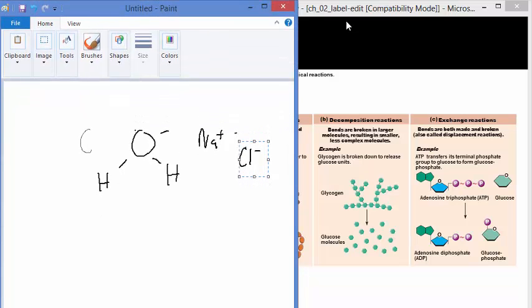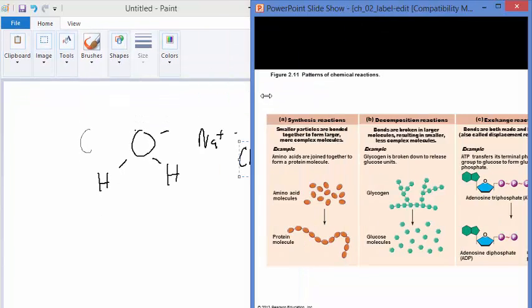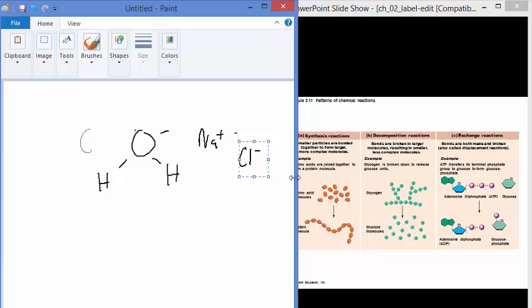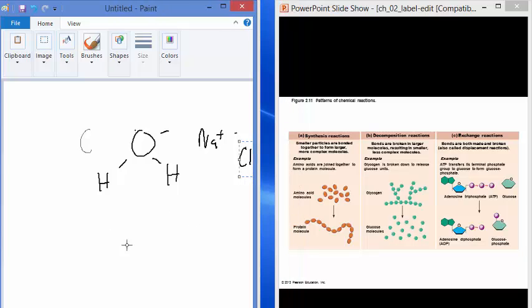Remember that first shell can hold 2, so this hydrogen only has 1. You have the storage tank of glycogen, of carbohydrates, within our liver and within our muscle. If you've gone a long time without eating, your body is not going to let you starve. Remember that homeostasis.